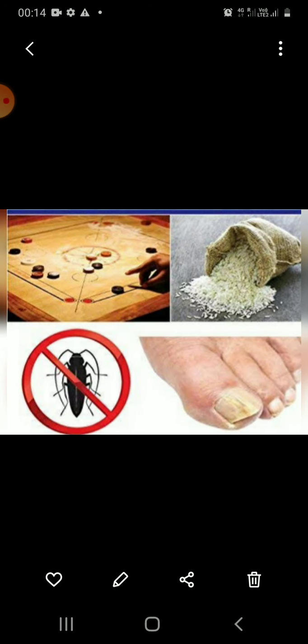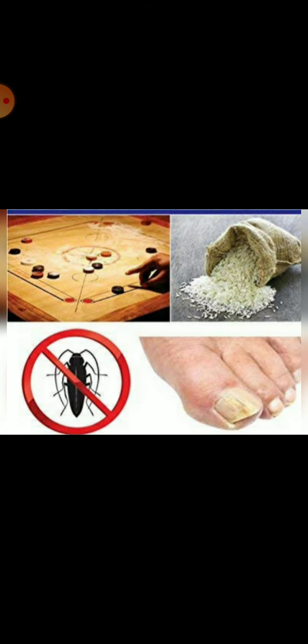Then this is the fourth use. See the carom board: the boric acid powder can be used to play. Then raw rice, and to kill cockroaches, and as an antiseptic for fungal infection in nails. These are the uses of boric acid.